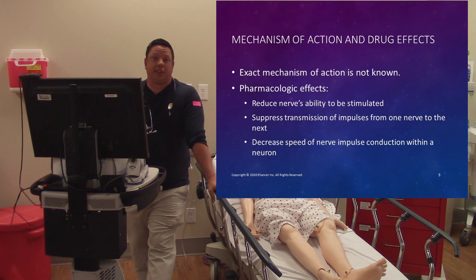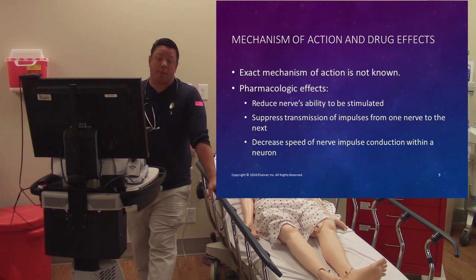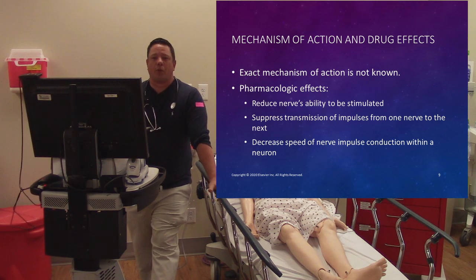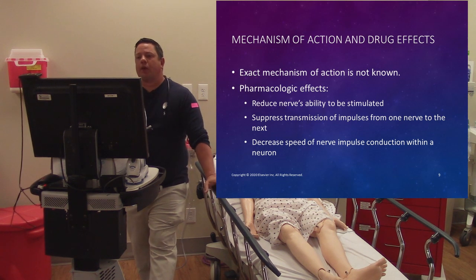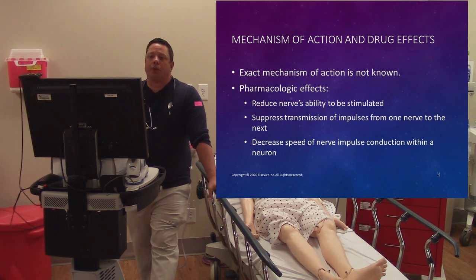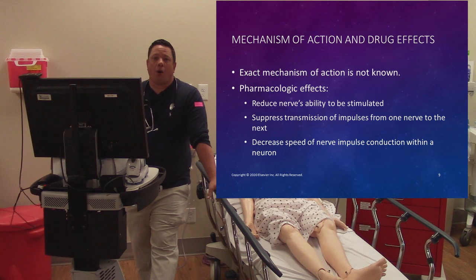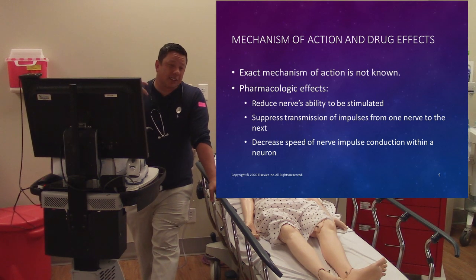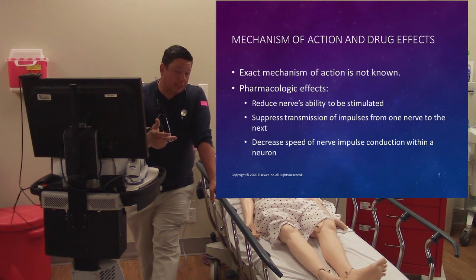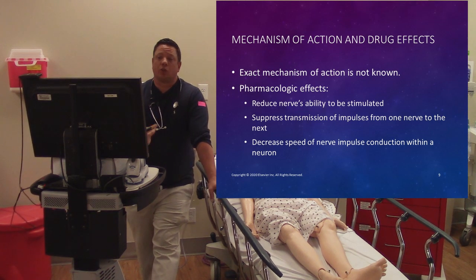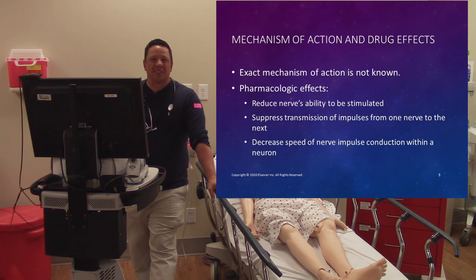Especially since a lot of these CNS seizure disorders or epilepsy disorders are idiopathic too. What does idiopathic mean? Unknown origin. We don't even know what causes it. So the pharmacological effect is that it reduces nerves' ability to be stimulated. If epilepsy and seizures are a result of too much CNS stimulation, then these medications are going to suppress transmission of impulses. Doesn't that make sense?